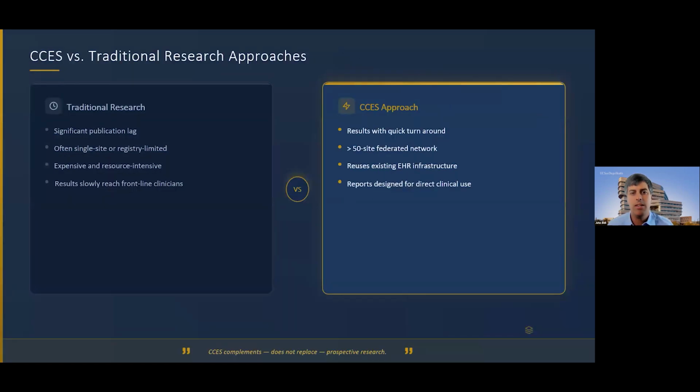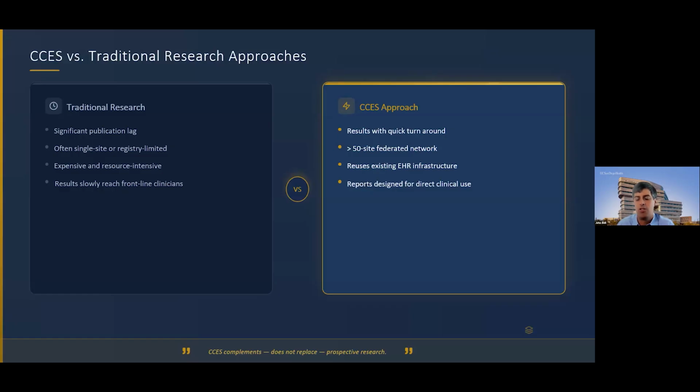So looking at this, some advantages potentially that the CCES approach has versus traditional research: one, with traditional research, even if you come up with an answer to a clinical question, there's a significant publication lag. So you finished your research, you've written it up, now you've got to get it published to get it out there to those clinicians who might be able to utilize it. So it often takes months to potentially years to get out there. Many times the research is single site or registry limited because it's more expensive to do it with multi-site studies. And then also it can be expensive and resource intensive. And then finally, it takes a long time to get it out there to the clinicians.